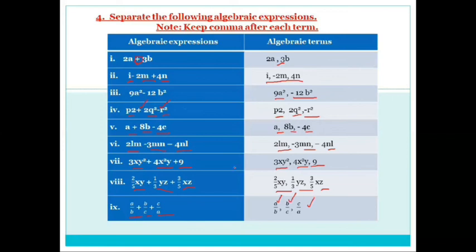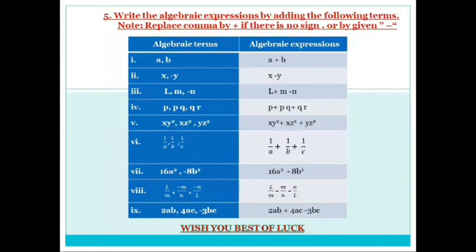So dear students, in this same question, question number 5, algebraic expressions are given. We have to write an algebraic term. Now in the 5th number, we are given terms and we have to write an algebraic expression. Here we will remove the comma and we have to write the plus sign if there is no sign. Dear students, here similarly remove the comma, write the minus because minus is introduced here, so it is necessary. If there is no sign, understand that there is the plus.